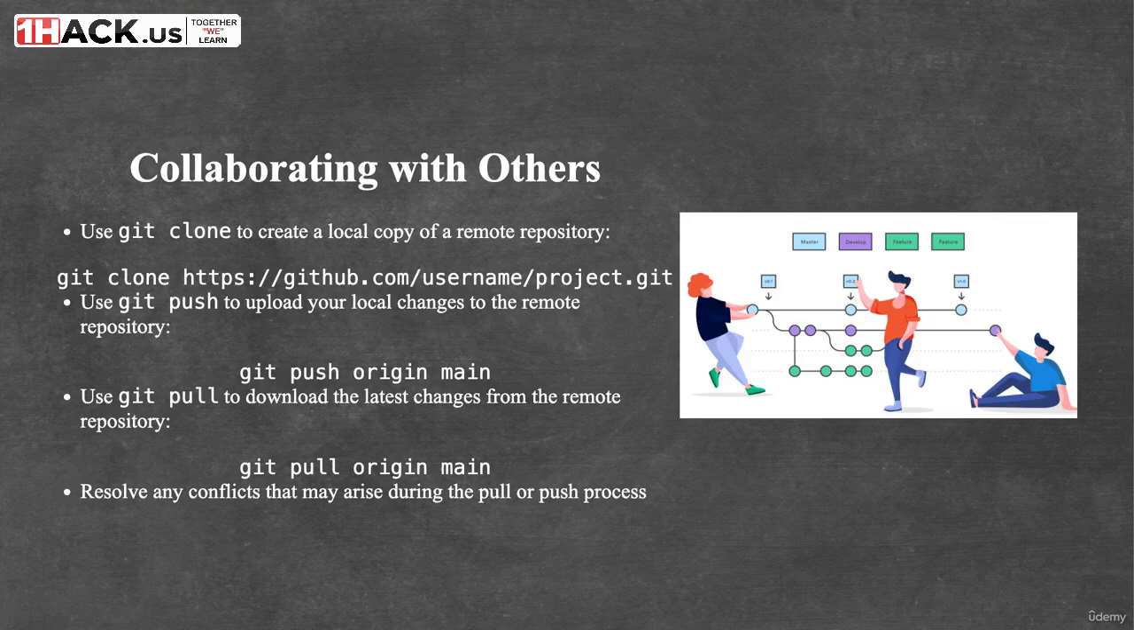This will push your local changes to the main branch of the remote repository. To download the latest changes from the remote repository, you can use the git pull command: git pull origin main. This will pull the latest changes from the main branch of the remote repository and merge them into your local repository. During the push or pull process, you may encounter conflicts if the same lines of code have been modified in both the local and remote repositories. In such cases, you'll need to resolve the conflicts manually before completing the push or pull operation. Collaborating with others using Git is a crucial skill for any software developer, as it allows you to work together effectively on complex projects.